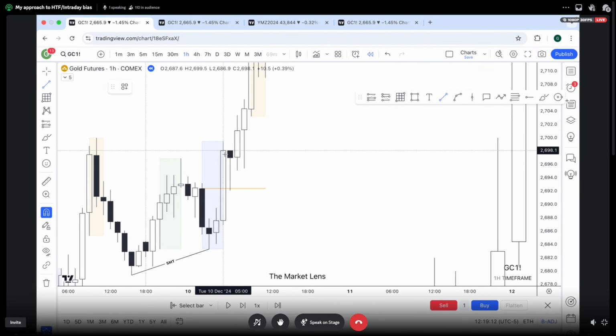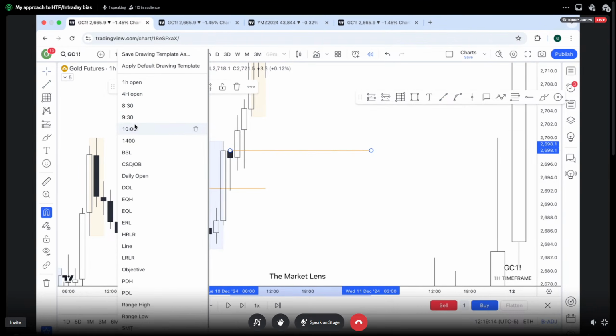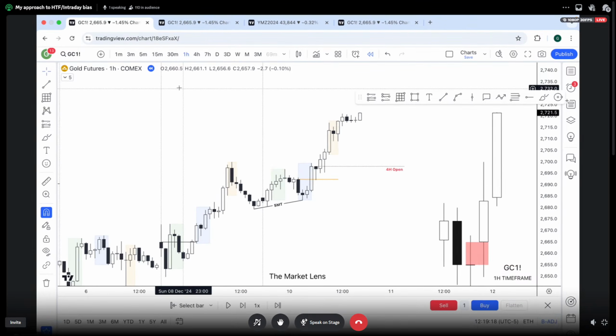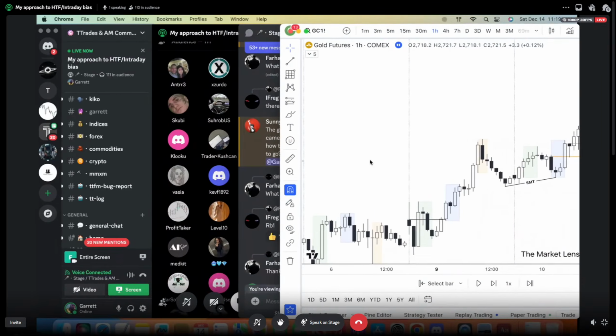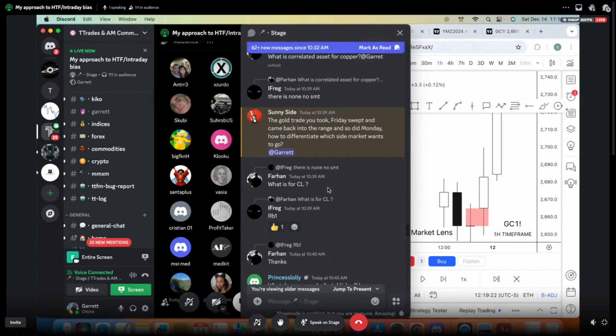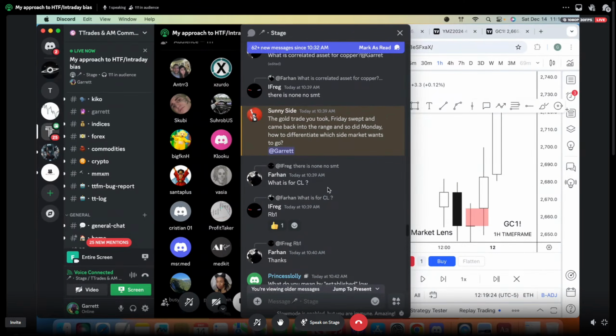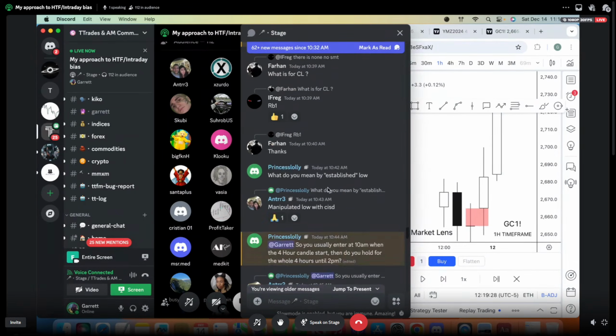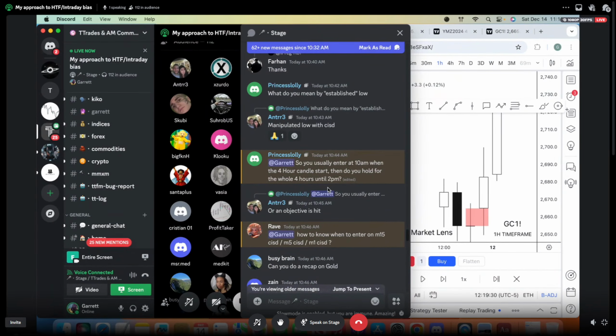So I expect the 6 a.m. candle to basically form its wick there. Right? Then you can trade your continuation. Where was I at, bro? Here we go. You usually enter at 10 a.m. when the 4-hour candle starts. Then you hold for the 4-hour.